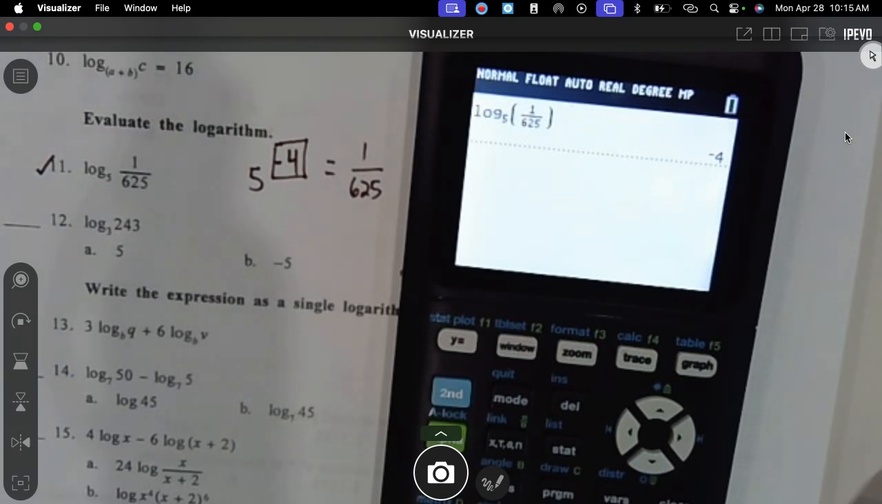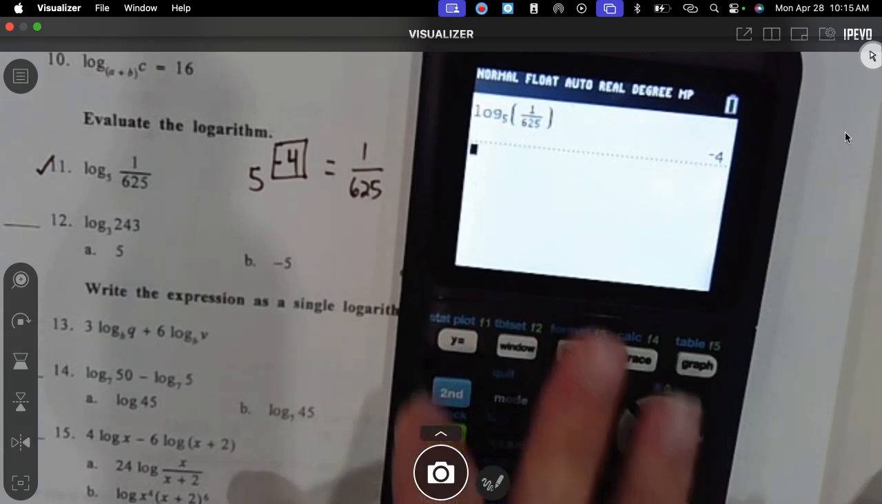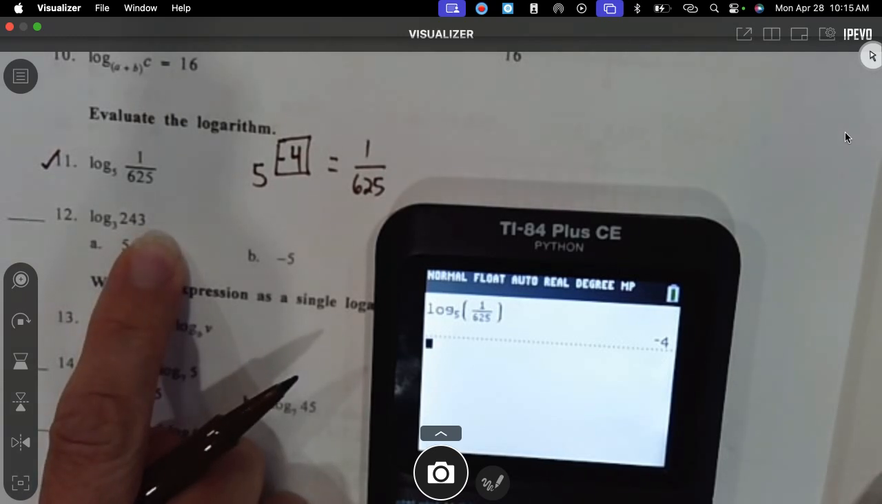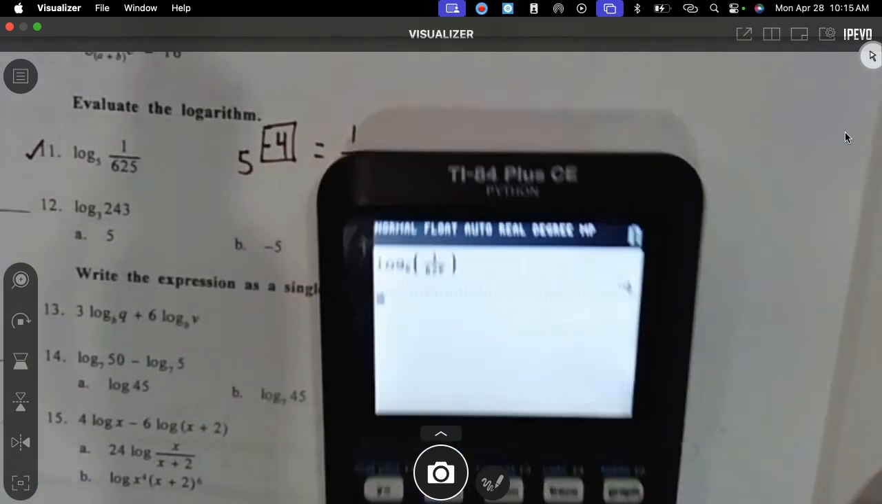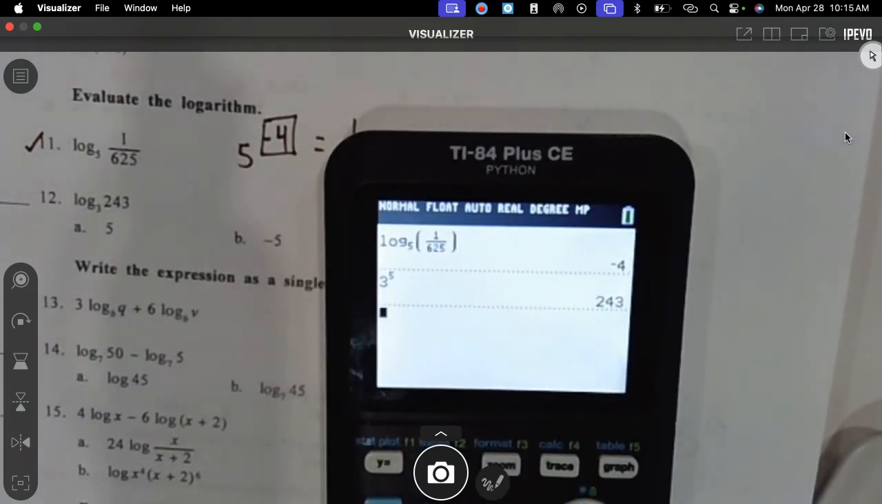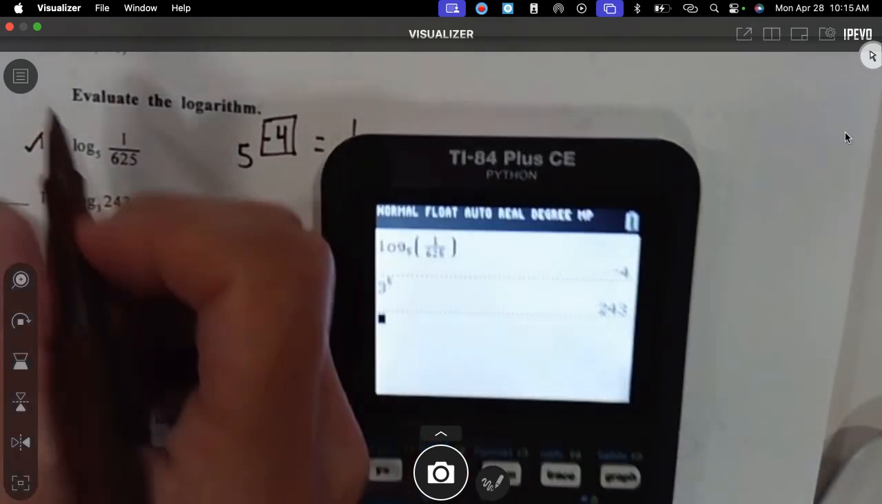The next one is like number 12. Y'all, you could just try it out. 3 to what power is 243? You could just try it. 3 to the, let's try the 5th power. 3 to the 5th power, it is 243. It's A.